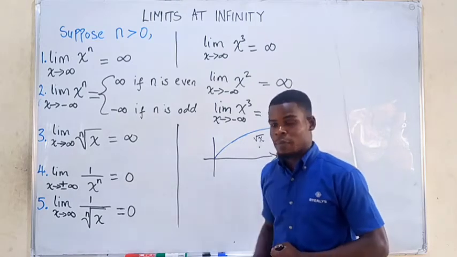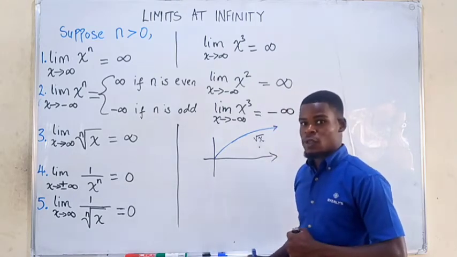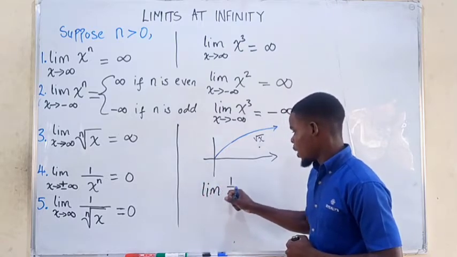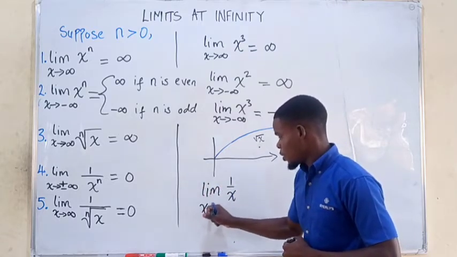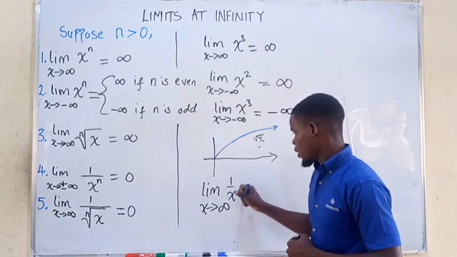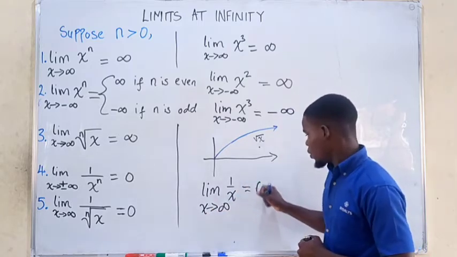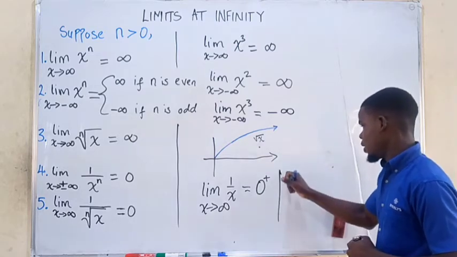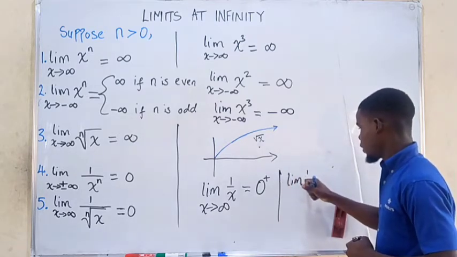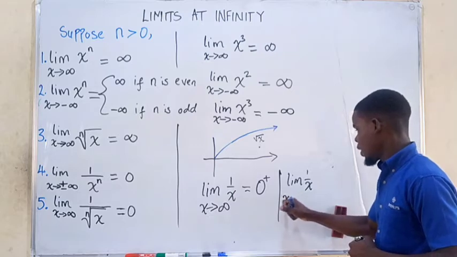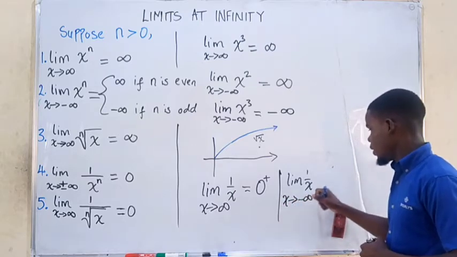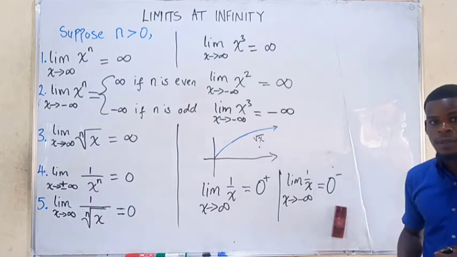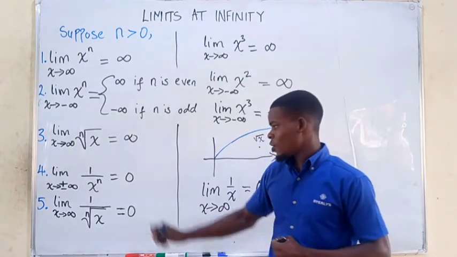So maybe I can break this apart into two. Let's look at the function to be 1 over x. So we're going to say the limit of 1 over x as x approaches infinity is going to be 0 from the right. And then the limit of 1 over x as x approaches negative infinity is going to be 0, but this time from the left. Anyway, that's just it. Just have to take note of it.